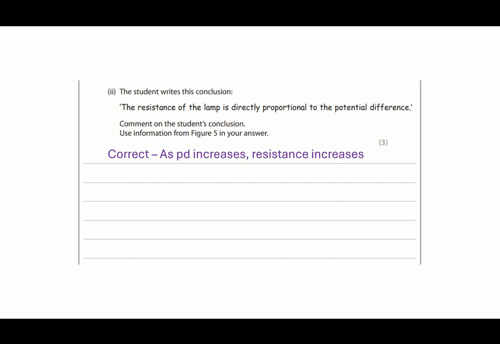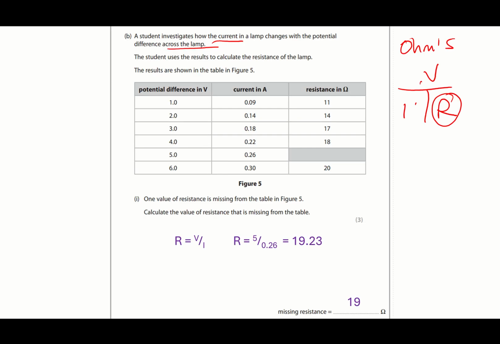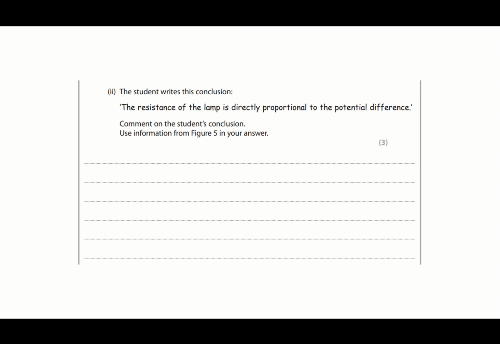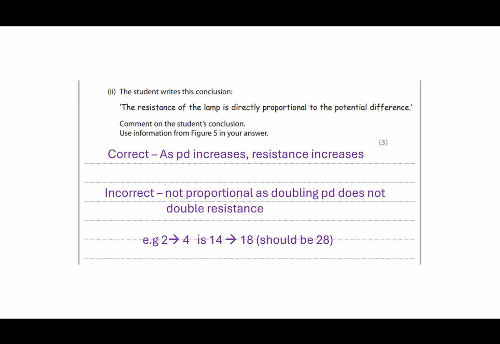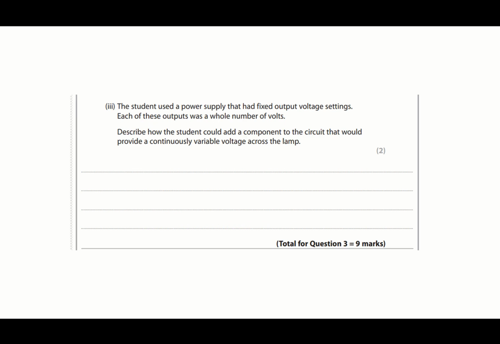Well, they're certainly correct. As voltage increases, resistance increases. So we're pretty happy with that. As voltage went from 1 to 6, the resistance goes up. There's 1 mark. They're kind of right. But the next part is, are they directly proportional? No. As doubling the voltage does not double the resistance. And the crucial part is, and then use some data. So for example, if I went from 2 to 4, it should go from 14 to 28 and it went to 18. It hasn't doubled. 3 marks.